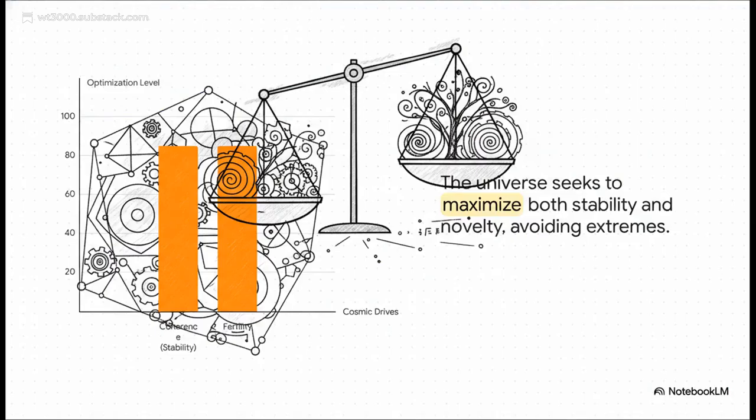You can picture it as this constant cosmic balancing act. See, if you have too much coherence, the universe just becomes static and frozen, boring. But if you have too much fertility, it just dissolves into complete chaos. So the system is always trying to maximize both of these bars, creating a reality that's just ordered enough to hold together, but also complex enough to evolve and create brand new things.